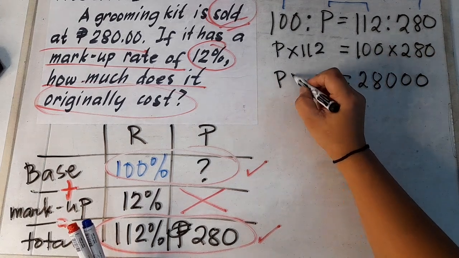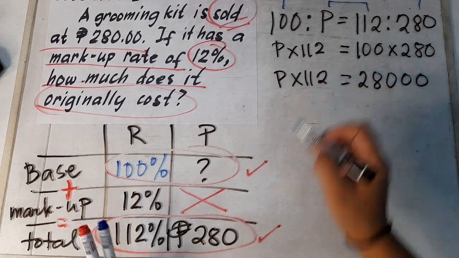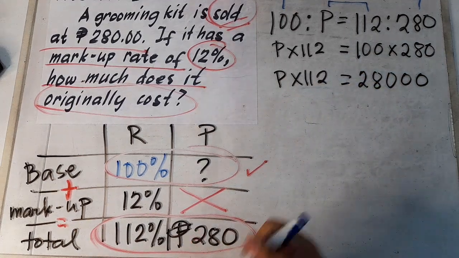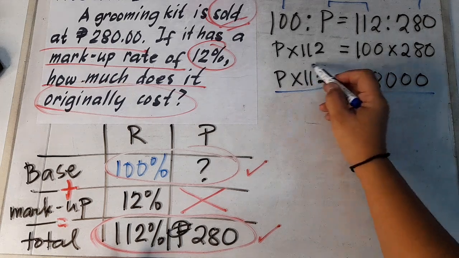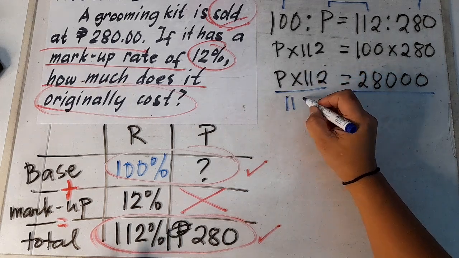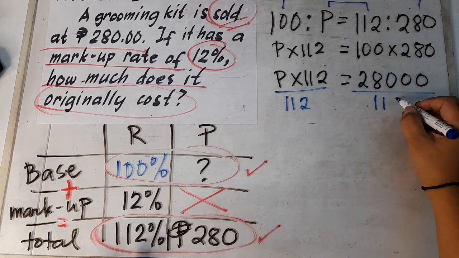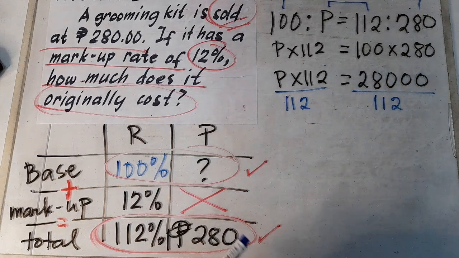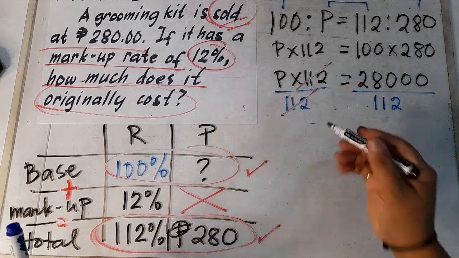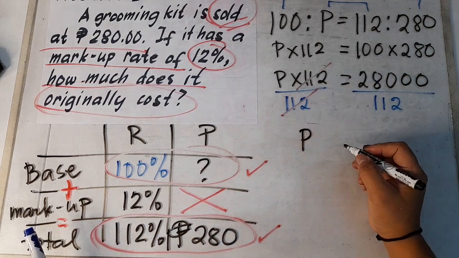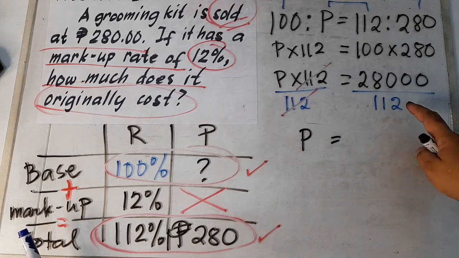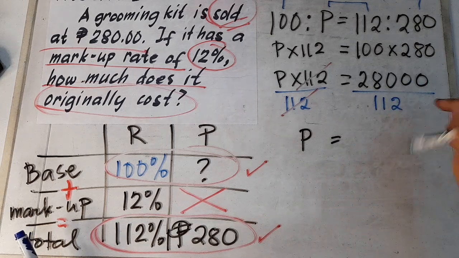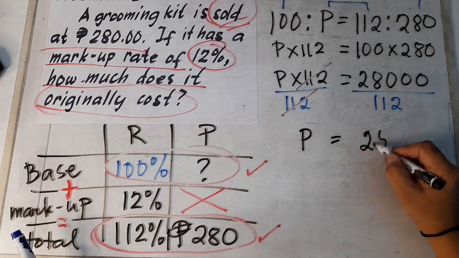So, that's P times 112. So, wag nang tumingin ng iba pang numerong ipang divide on both sides. Yung kasama na lang nung unknown nyo, which is 112. So, you could cancel that out. Okay. Leaving you with P. Okay. And what is 28,000 divided by 112? It's 250.